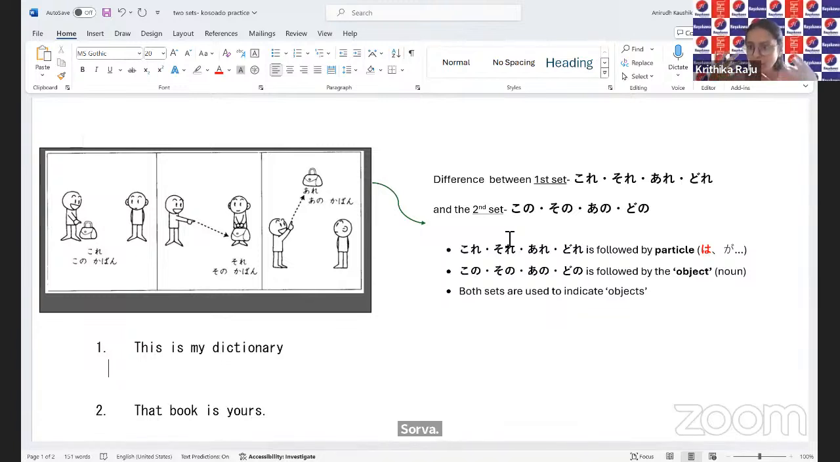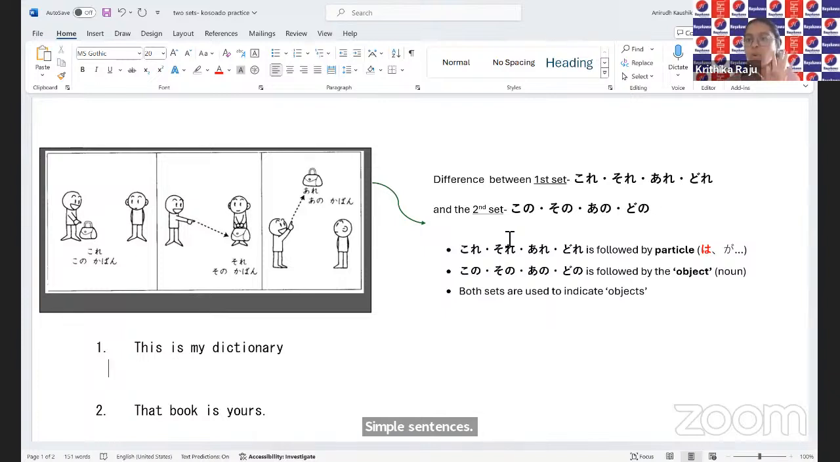As for this, as for that, as for that over there. This is a pen. That is a laptop. That over there is a refrigerator. Simple sentences.